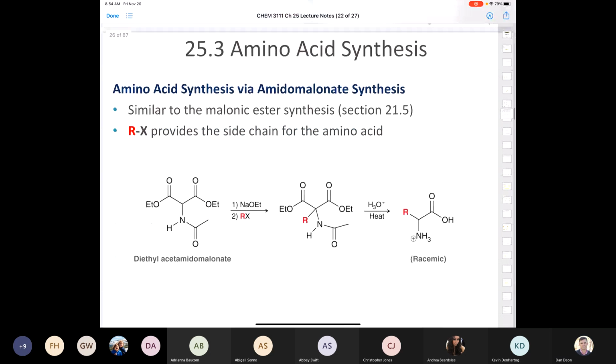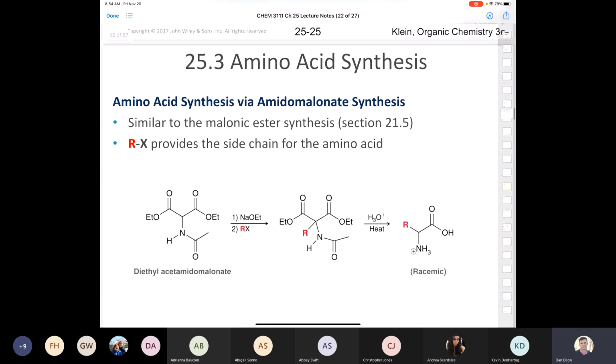Anyhow, the next one is using the amidomalonate synthesis. You might remember the diethyl malonate synthesis. We looked at that earlier on, the malonic ester synthesis using diethyl malonate. If you need to review that, it's in section 21.5. We looked over that in dirty detail.